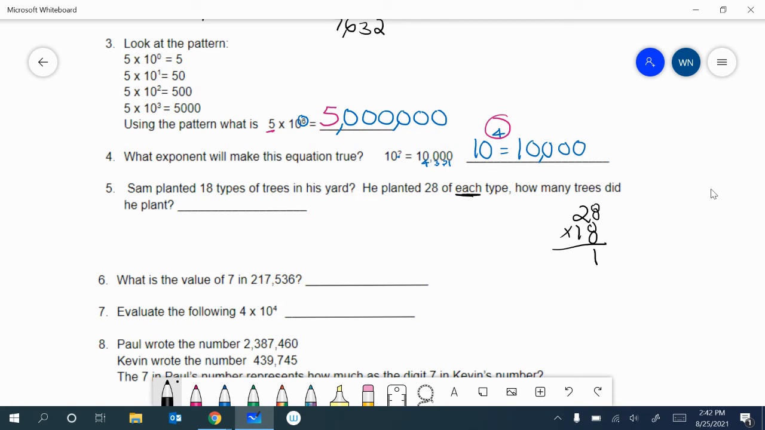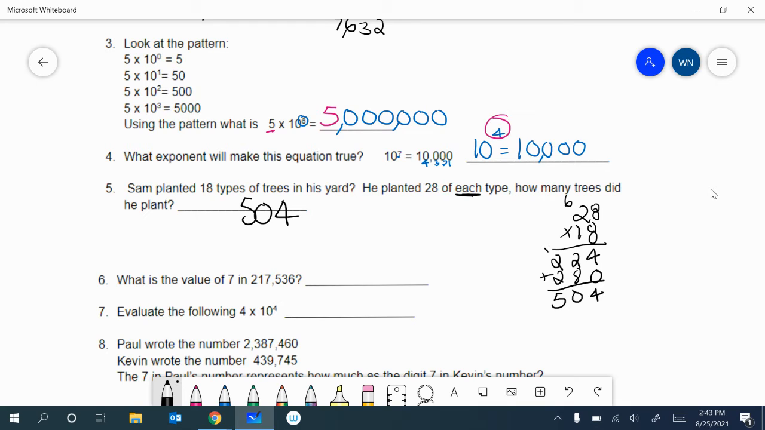8 times 8 is 64. 2 times 8 is 16, 17, 18, 19, 20, 21, 22. If I add that 6. Let's add the 0. 1 times 8 is 8. 1 times 2 is 2. Add them up. 504 is our answer. 28 of each type, so 18 times 28 gives me 504.